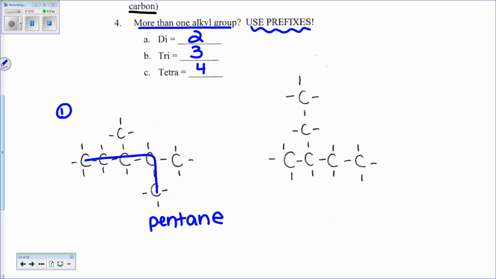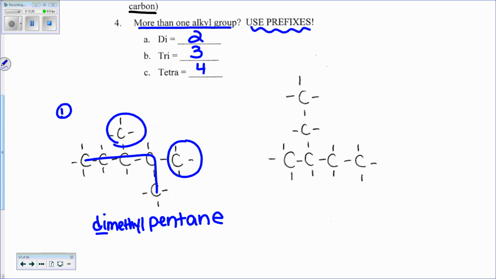Now I'm going to say, okay, what groups didn't I touch? I didn't touch this one. I didn't touch this one. Okay, well, I have 2 different groups that are made of 1 carbon. Well, 1 carbon is meth, so methyl, but I have 2 of those, so dimethyl. And I have to number my carbon.